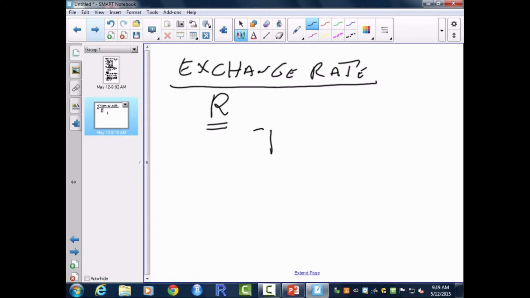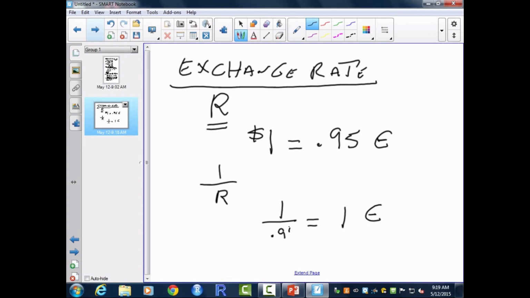So if we say $1 equals 0.95 of a euro, this would be the exchange rate between the US dollar and the euro. And that is R. We can express this as 1 over R as an inverse. That would give me the value of 1 euro in terms of a dollar, which would be 1 over 0.95. That would be a little bit more than a dollar. Okay?